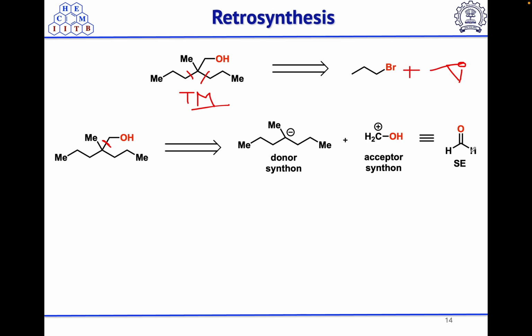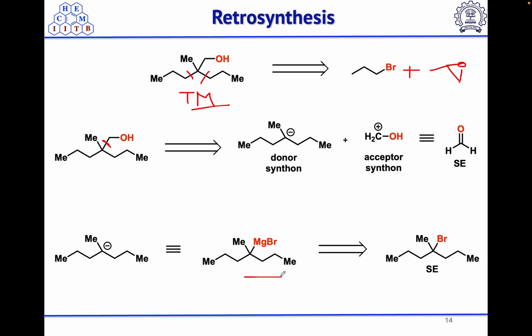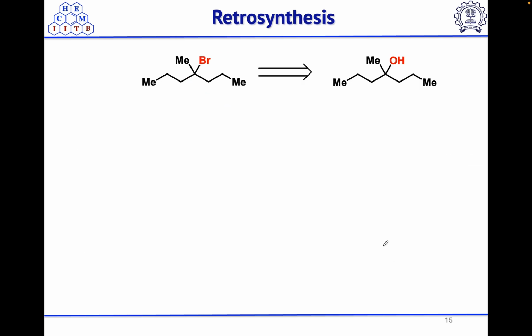For this it will be the formaldehyde synthetic equivalent, and for this, if you check, it will be the corresponding Grignard reagent. Alkyl anion generally means alkyl lithium or alkyl Grignard reagent. So this is the Grignard reagent. Now this we can get from the corresponding alkyl halide compound. So this will be the synthetic equivalent.